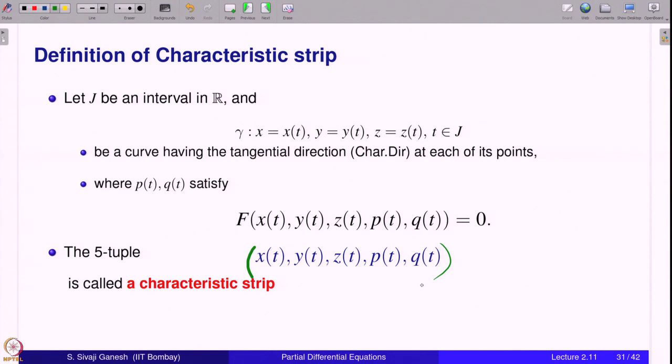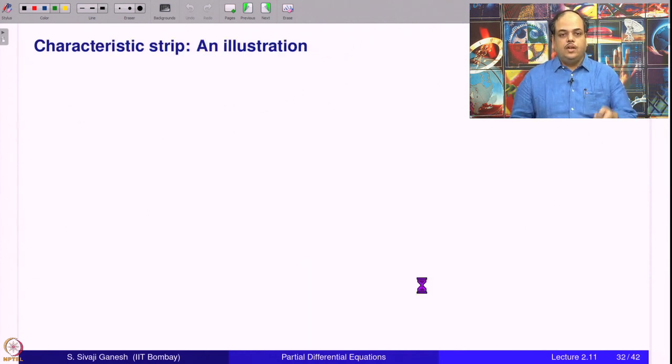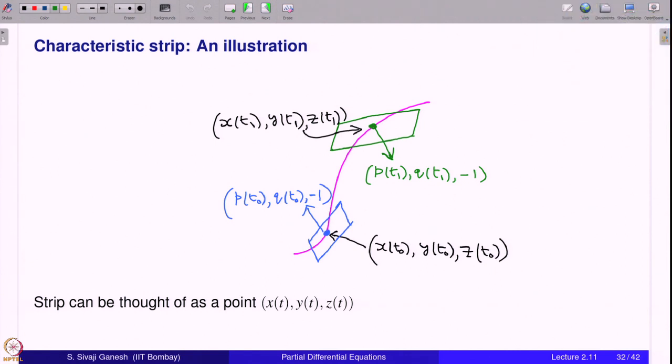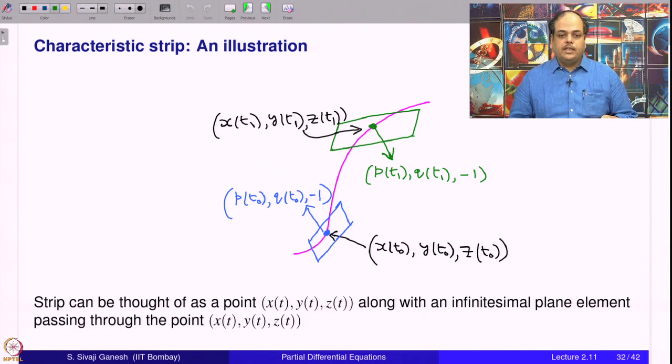All these phi together is called a phi tuple, that is called a characteristic strip, and the point x(t), y(t), z(t) is called the support of the characteristic strip, because that is the point at which you are putting a plane with the normal p(t), q(t), minus 1. So, let us illustrate that pictorially. Here there are 2 points I have considered, indexed by t equal to t0 and t equal to t1. So, x(t0), y(t0), z(t0) is a point, this is a tangent, this is a plane with the normal p, q, minus 1, this is another point where the normal is p, q, minus 1. So, a strip can be thought of as a point along with an infinitesimal plane element passing through that point x(t), y(t), z(t) with the normal direction p(t), q(t), minus 1.